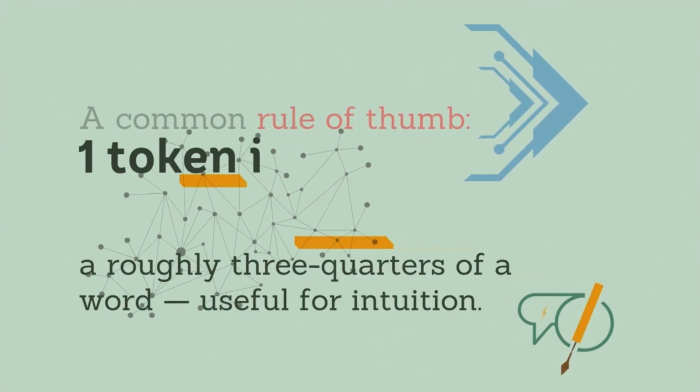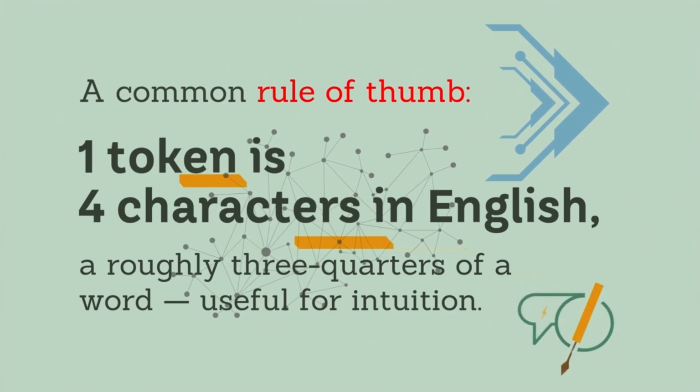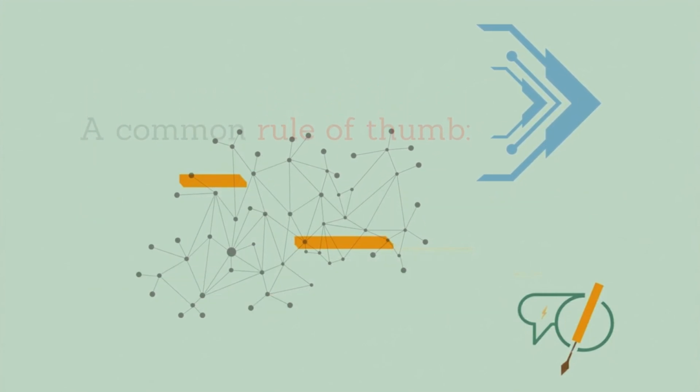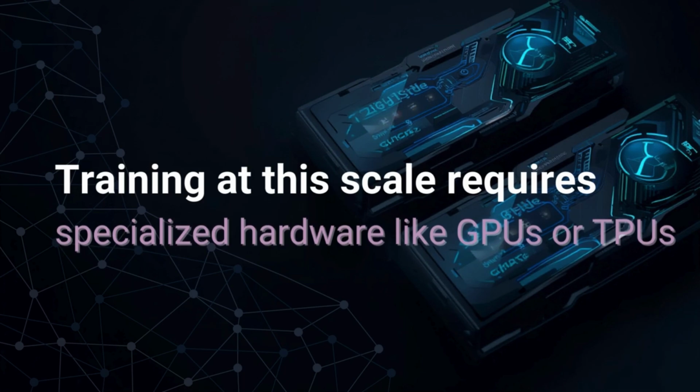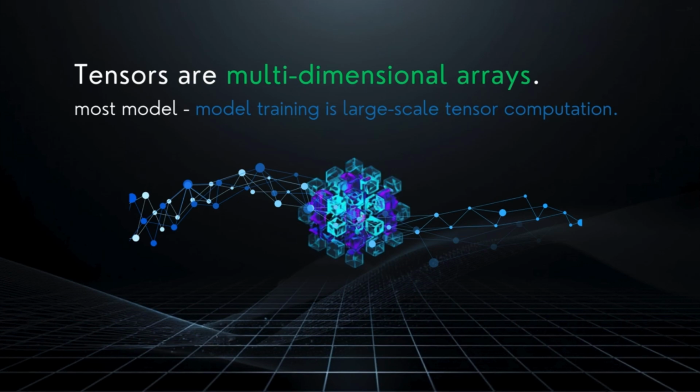A common rule of thumb: one token is about 4 characters in English, roughly 3/4 of a word, useful for intuition. Training at this scale requires specialized hardware like GPUs or TPUs, designed for the tensor operations deep learning relies on. Tensors are multi-dimensional arrays that represent data and model parameters. Most training is large-scale tensor computation.